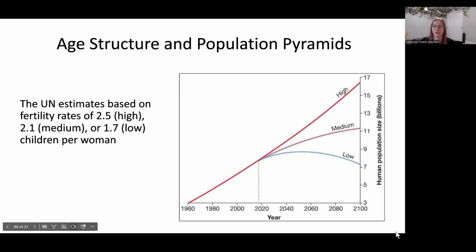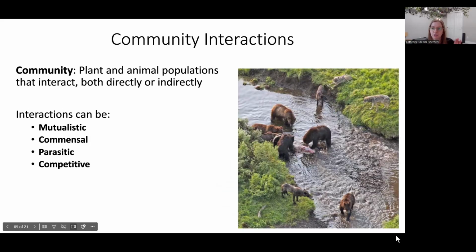So very interesting. That is our population for human discussion. And now we're going to transition over to communities. So what is a community? A community is more than one species interacting in a single place at a single time.